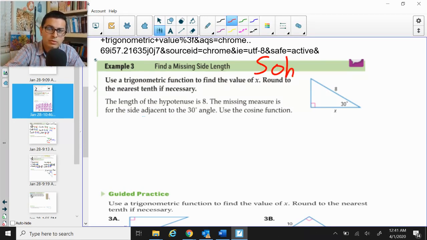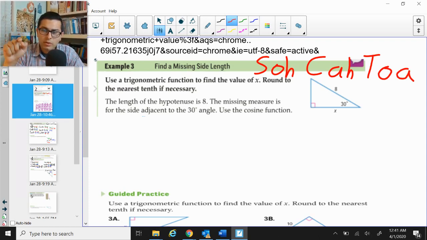SOH, CAH, TOA. So if we pay attention, we're trying to find the adjacent side and the hypotenuse. Which one is that one? Well, sine deals with opposite and hypotenuse, and tangent deals with opposite and adjacent. But cosine deals with adjacent and hypotenuse. So that's the one that we want to use here.